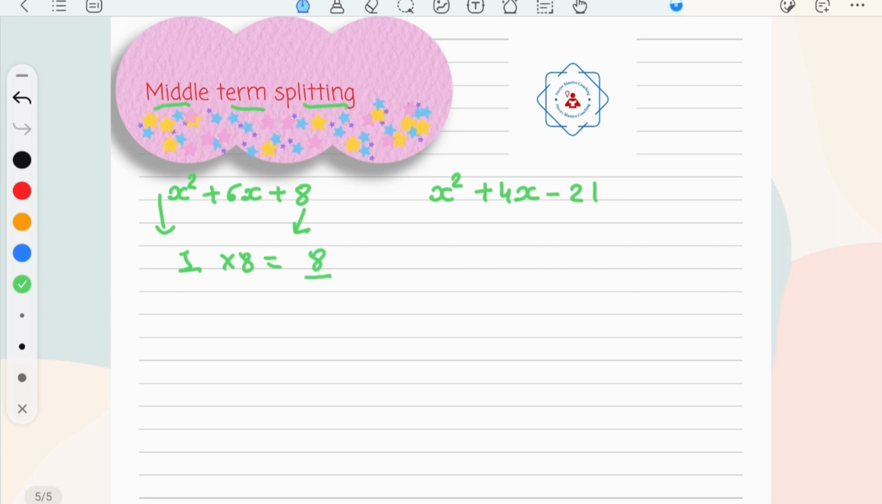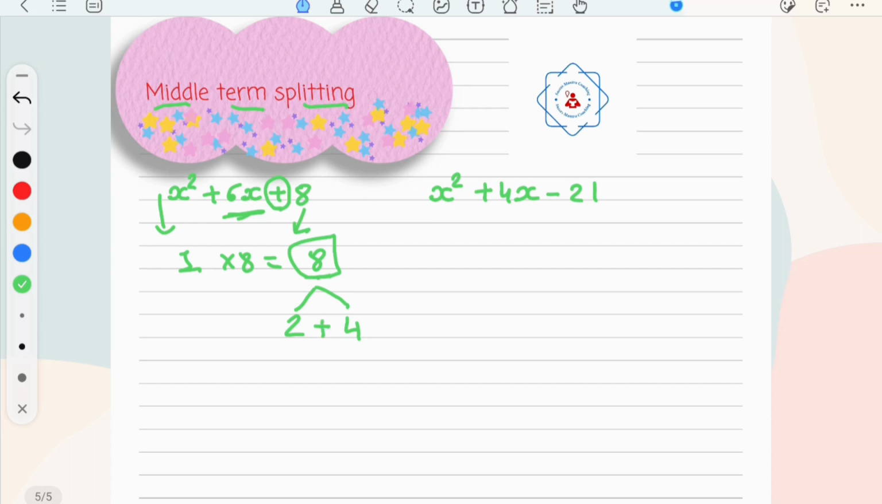Now take the two factors of 8 which should add up to give the middle term. Let me tell you: the sign of the last term is plus. So the addition of these two factors should give the middle term. So we can say 2 plus 4 is 6.